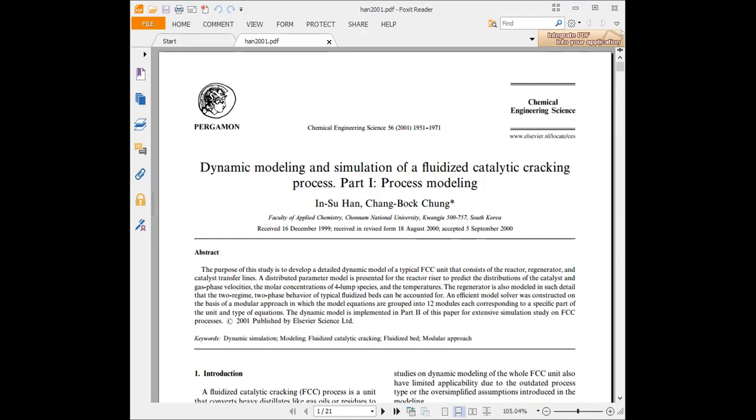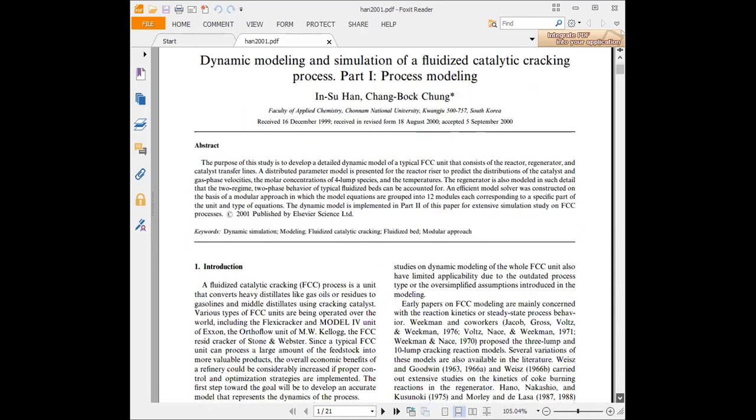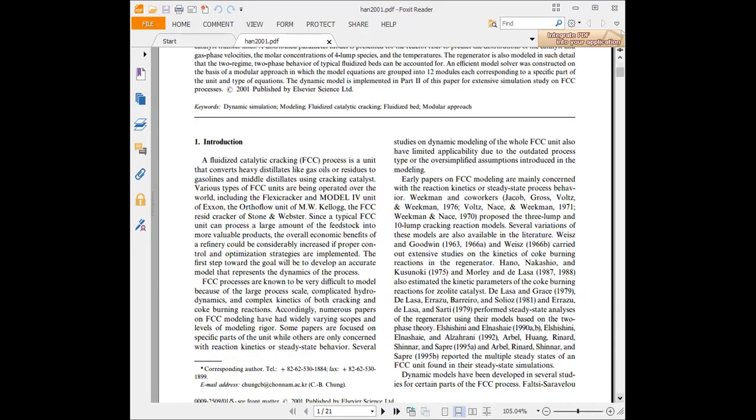As you know, every research article starts with the introduction. So they have mentioned FCC. It is a unit that converts heavy distillates like gas oil or residues to gasoline and middle distillates using cracking catalysts. Everything is mentioned here, and it is also mentioned, as I have discussed with all of you sometime before, that FCC processes are known to be very difficult to model because of the large process scale, complicated hydrodynamics, and complex kinetics of both cracking and coke burning reactions.